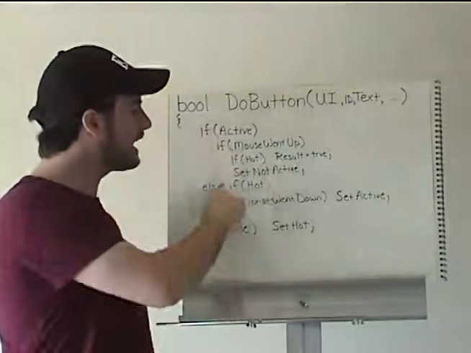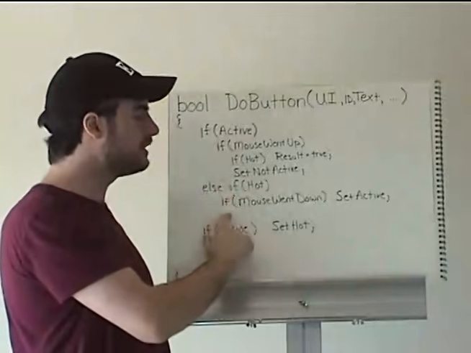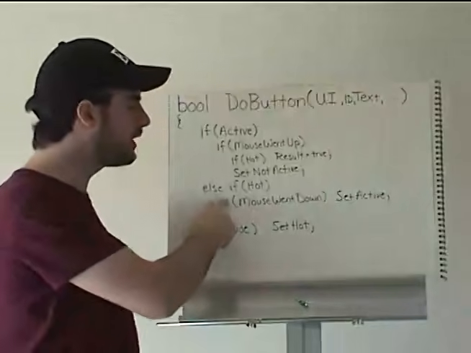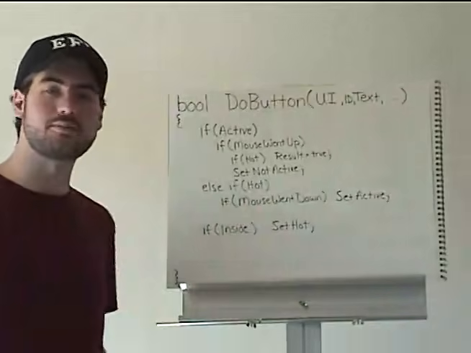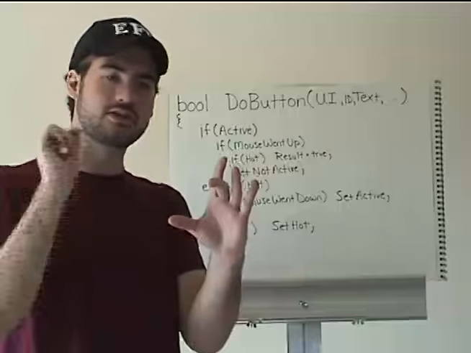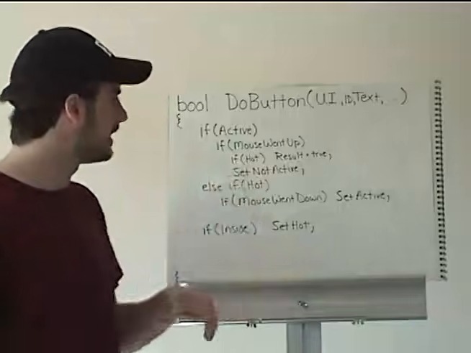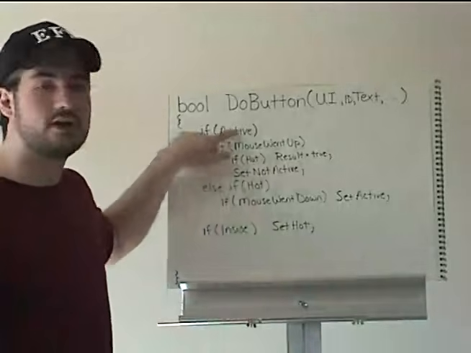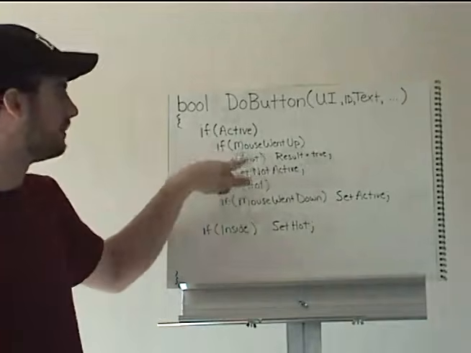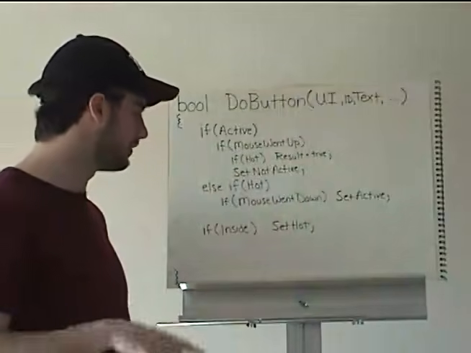Now, if we weren't active but we were hot, then we just need to know, did the mouse go down? Did the user click? Because if the user clicks while we're hot, then we become active, right? Because we were about to be interacted with as a button. We know the user was over us because we're hot, so if they click on it, we become active, and now we're the active item. And now we're going to be in here next time the user interface does something, and maybe the mouse will go up and we'll be able to return true.